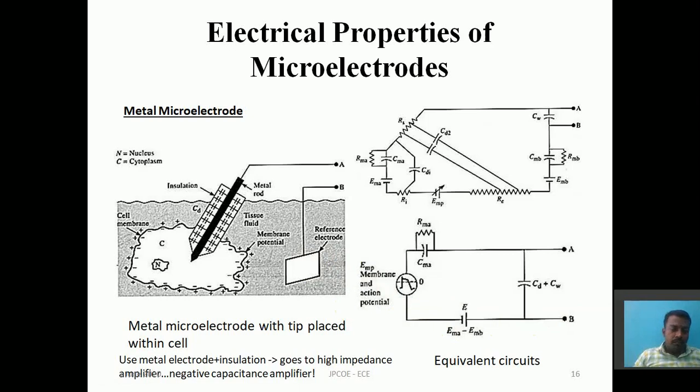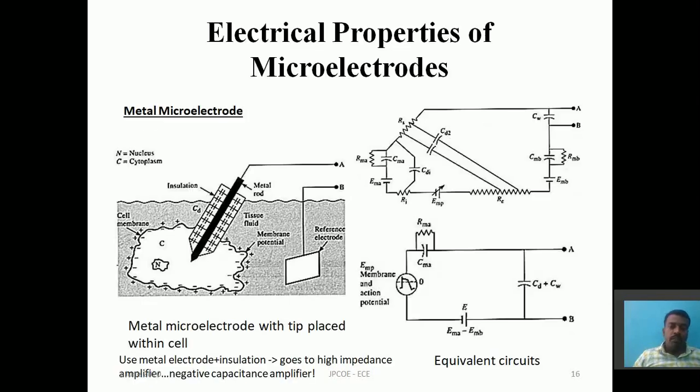Here the microelectrode tip is placed within a cell. Using a metal electrode plus insulation shows high impedance. Then the amplifier used is a negative capacitance amplifier. So these are the electrical properties of the microelectrode.